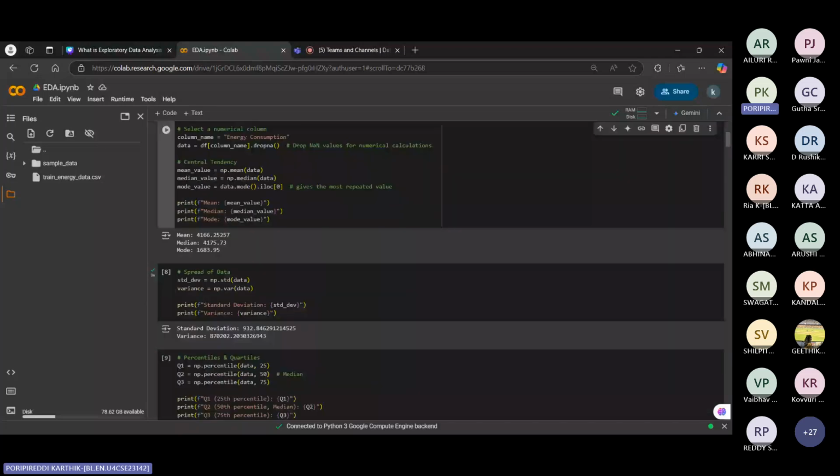And how do we calculate standard deviation and variance? We can use the inbuilt functions np.std, which calculates the standard deviation, and np.var of data, which calculates the variance.